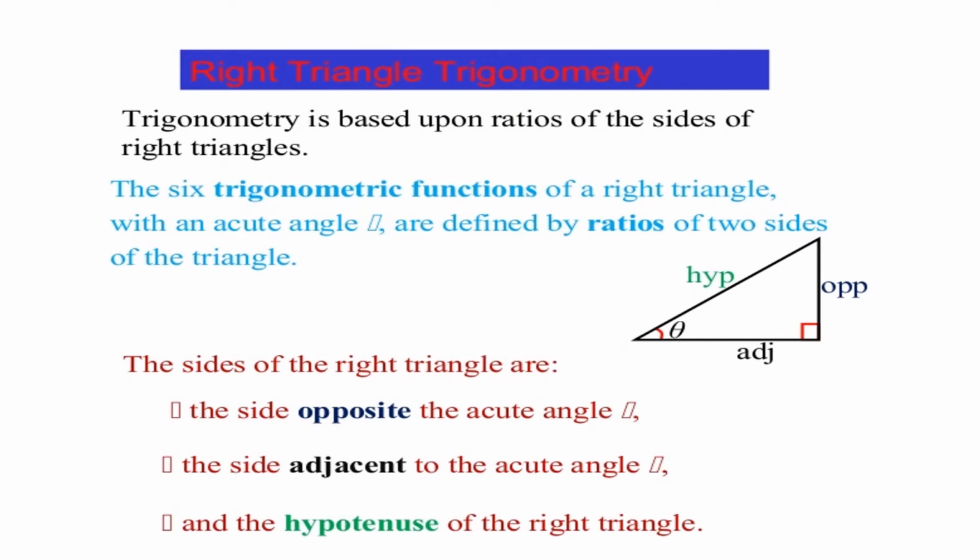Right triangle trigonometry. Trigonometry is based upon ratios of the sides of right triangles. The 6 trigonometric functions of a right triangle with an acute angle theta are defined by ratios of two sides of the triangle. The sides of the right triangle are the side opposite to the acute angle theta, the side adjacent to the acute angle theta, and the hypotenuse of the right triangle.